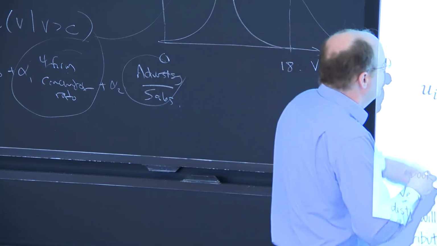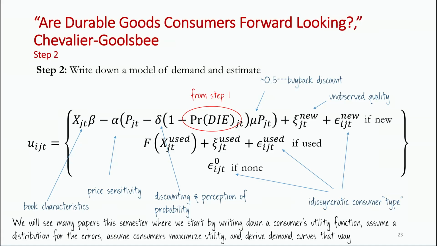But what we're doing here is we have this model of consumers, and we specify a utility function that they're going to get from buying 3 objects: a new book, a used book, and no book at all. Okay? And what utility do you get if you buy a new book? First, there's an x_jt beta, which is something on book characteristics times some coefficients.